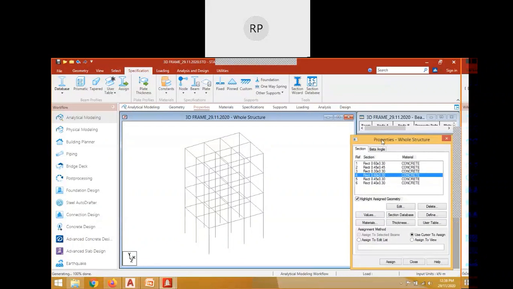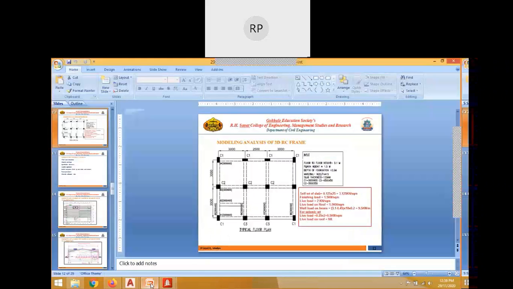So first select property and then select member and then go for assign, correct? So that is the correct sequence. Okay, so now I want to assign this rectangular column of 300 by 600 to the particular columns. Okay, so where is this 300 by 600? That we need to check first.